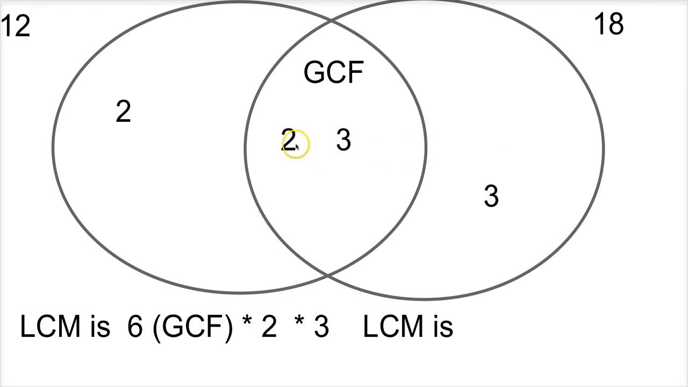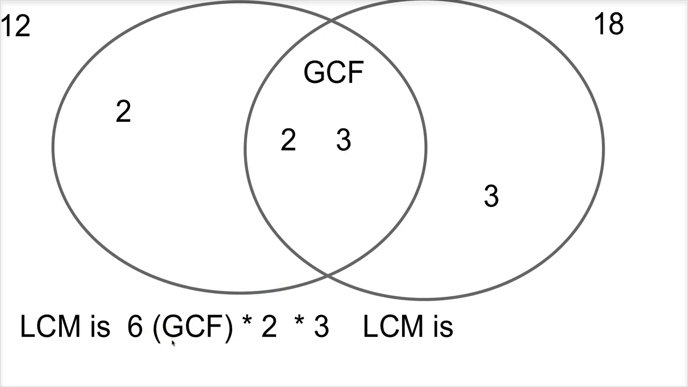So I know that they're sharing a 2, they're sharing a 3. 2 times 3 is 6. So my greatest common factor for 12 and 18 is 6. Well, that gives me the greatest common factor.